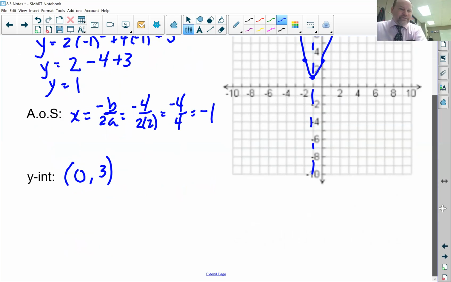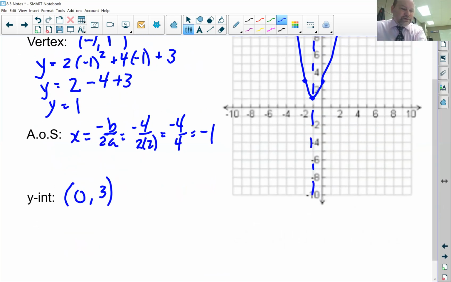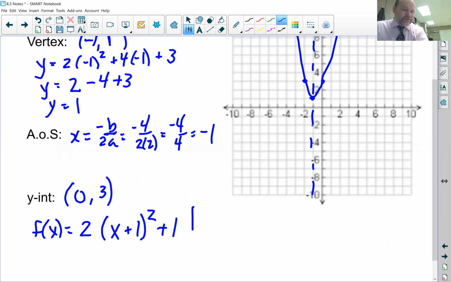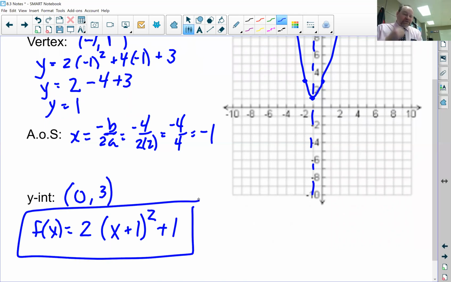Again, if I wanted it in vertex form, A is 2, H is -1, so minus -1 is the same as plus 1, and K is +1. So that would be the vertex form of my equation. I know it didn't ask for it, but it's always good to be able to recognize and convert from one form to the other.